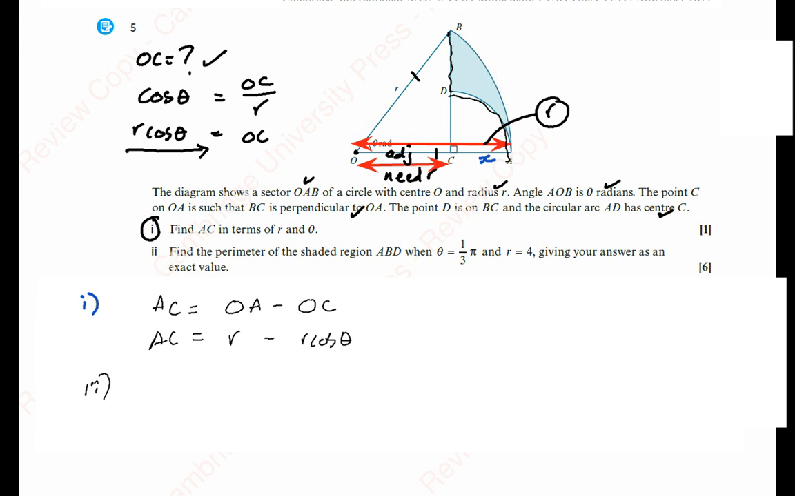So what we're going to do is label whatever we've got in the diagram. I'm just going to erase that. Let's just label what we've got. All right, so this here is going to be r minus r cos theta, if you can see that. What will this length be? What will CD be? Any idea?